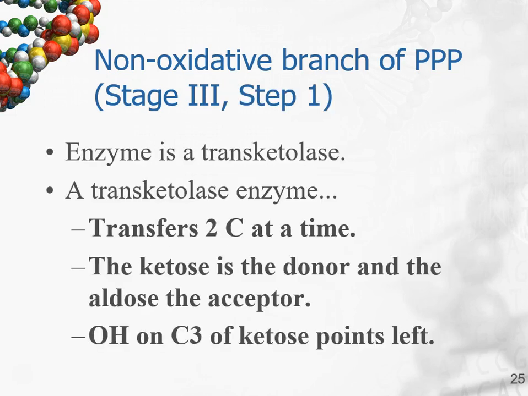We should also note something about transketolase enzymes. How do these enzymes work? Well, what they do is they transfer 2 carbons at a time. And in our reaction, the ketose will serve as the donor of those 2 carbons, and the aldose will serve as the acceptor. And the way I remember that is that aldose and acceptor both begin with A. And when you're drawing the structures, you should note that whenever you see a ketose in these pathways, at the carbon number 3, the OH always points left.